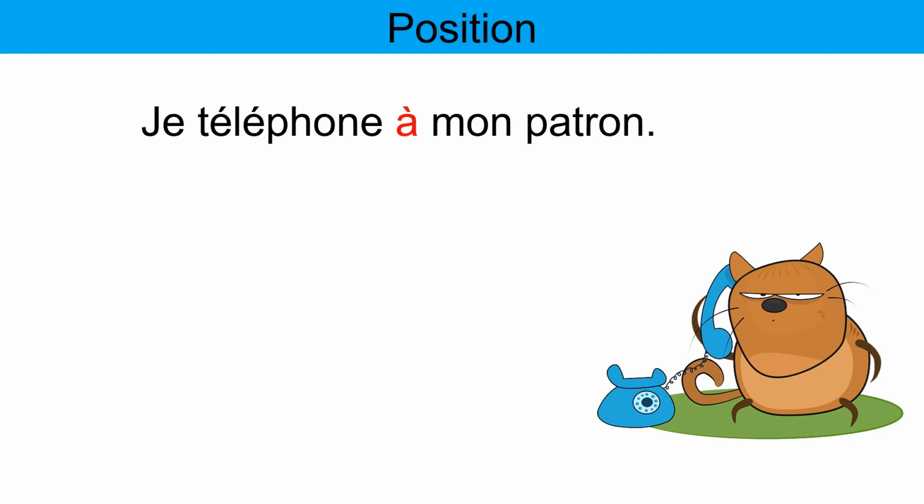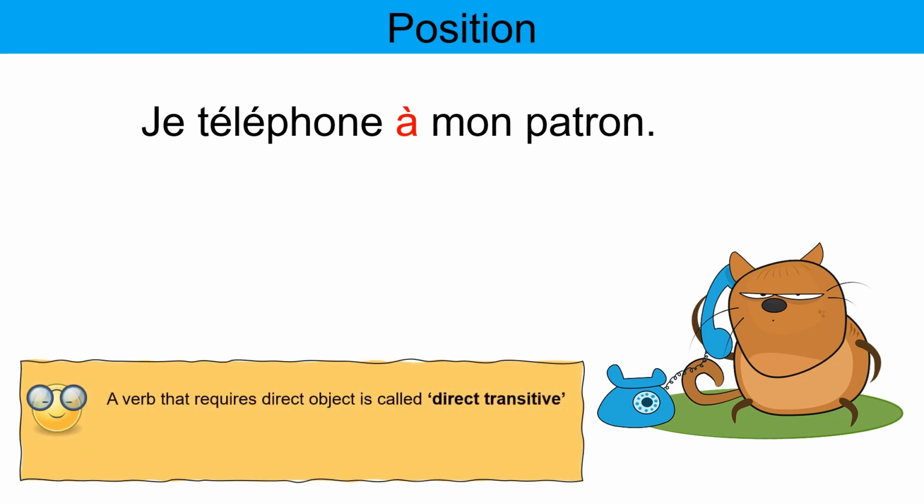Before we move to the position of the pronoun, I want to explain a grammatical term that you might find useful because it makes things simpler. So, a verb that requires a direct object is called direct transitive. In lesson 8, we saw direct object pronouns and direct objects, and all we had was a verb followed by an object without a preposition. That's what we call a direct transitive verb. No preposition.